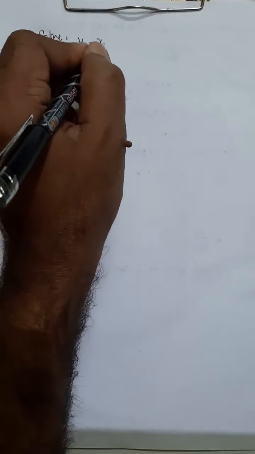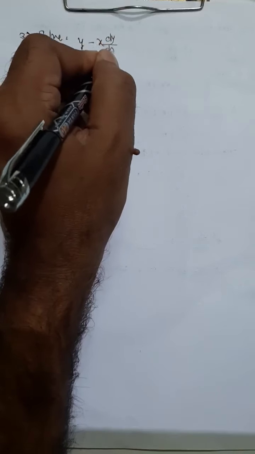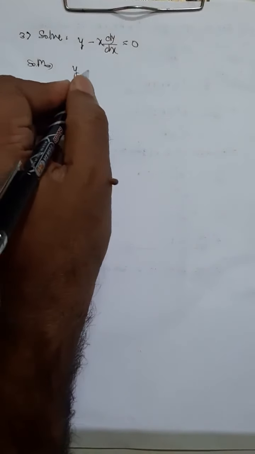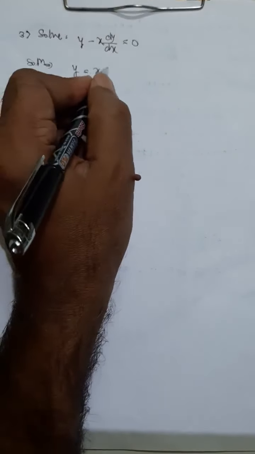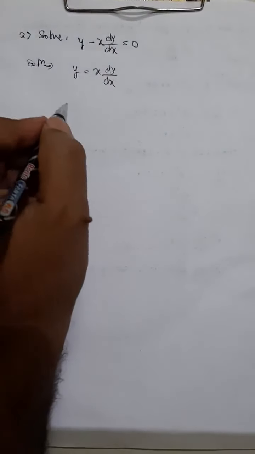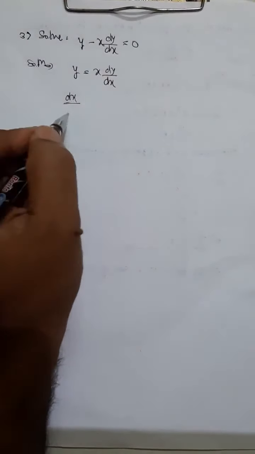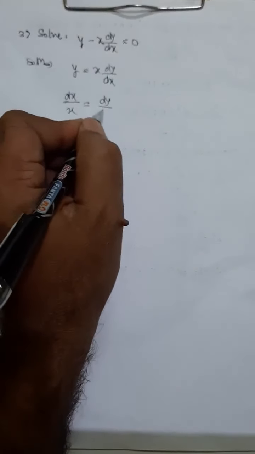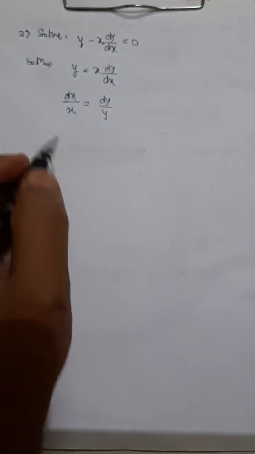Continue third problem. Solve y minus x dy by dx is equal to 0. First we separate the variables. So we can write y equal to x dy by dx. Then take dx on the left side, x goes in the denominator, right side dy, and this y goes in the denominator. So this is variable separable form.